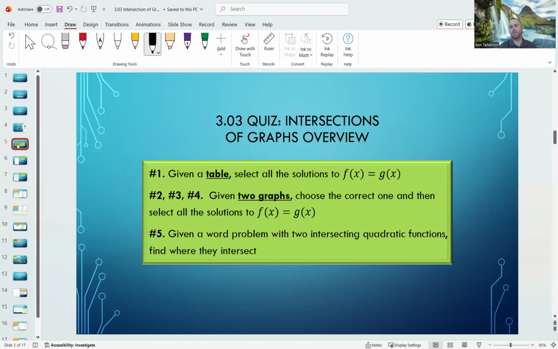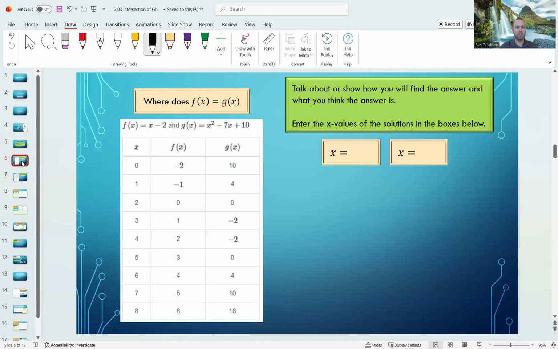Numbers 2, 3, and 4, that's the heart of your quiz. These are all very similar. You'll be given two graphs, and you need to pick which functions match the graph. Okay? And then find the solutions. And finally, given a word problem with two intersecting quadratic functions, find where they intersect. That will be how we close our lesson today.